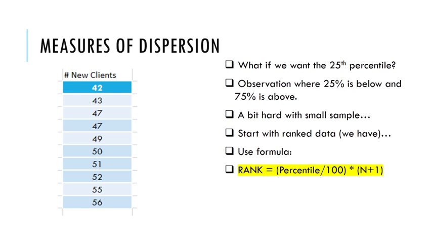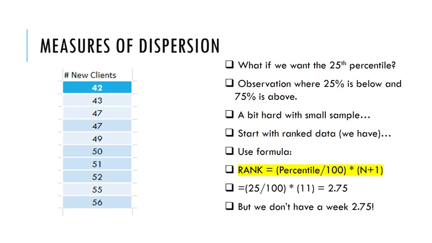So all we have to do is plug in here. So our percentile, we want the 25th percentile divided by 100. That just gives us 0.25. All we're doing is changing that to a decimal. Multiplied by, we have 10 observations, so our n is 10 plus 1. That's where we get the 11. So if I compute this, I get 2.75.